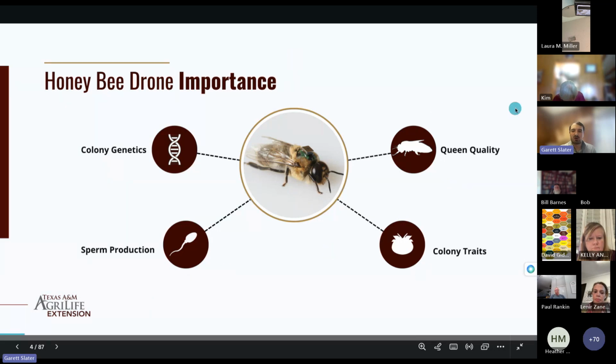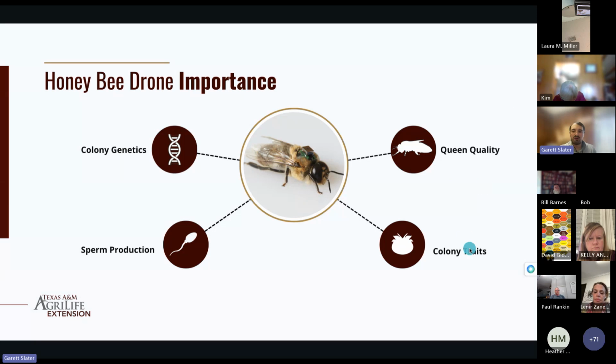And then we have just the colony level traits. These colony level traits and genetics really go hand in hand. So if the colony has certain genetics from the males within the colony, they're more likely to have these certain traits. As a beekeeper, whether you're a first year beekeeper or whether you've been keeping bees for over 20 years, there's certain traits that you want.